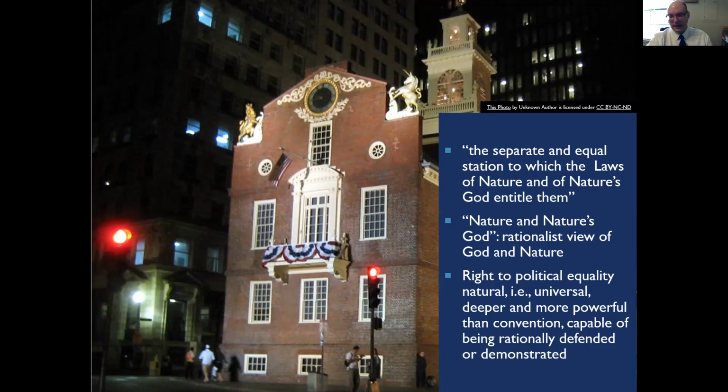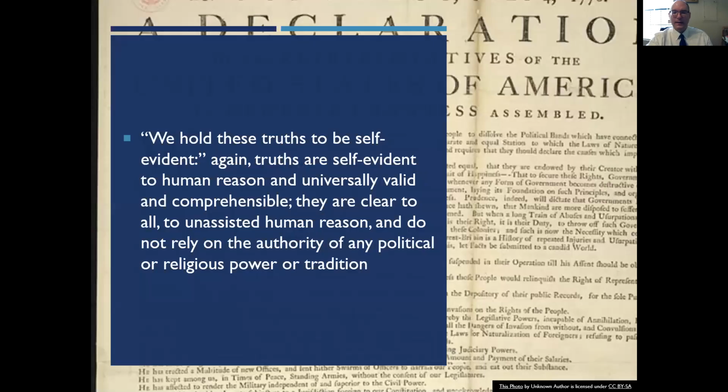Basic point, okay: nature's God, rationalism. If we study nature, what we find is these truths are self-evident, okay? The famous phrase, again, they're self-evident. The basic idea is human reason can grasp these things very quickly, very obviously. Again, self-evident. Who denies them?